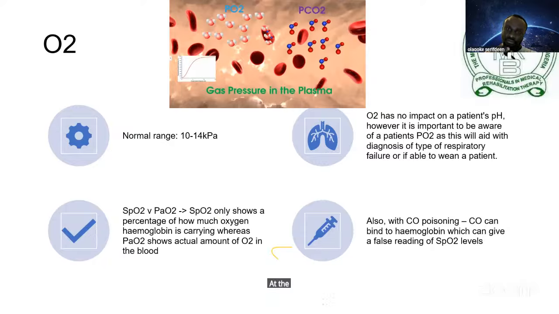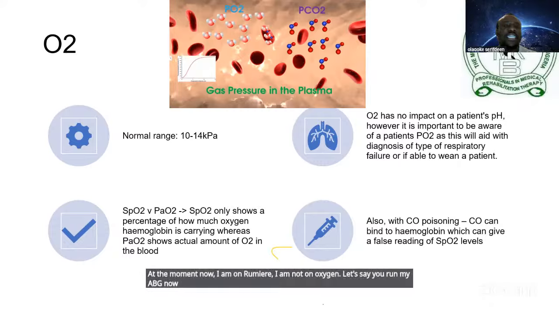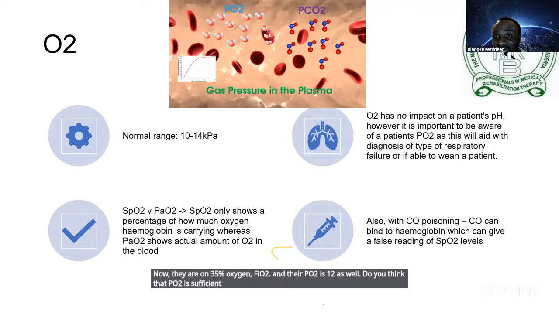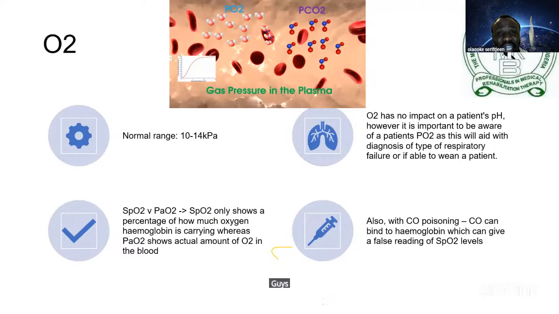At the moment, I am on room air. I am not on oxygen. Let's say you run my ABG and my PO2 is 12. And somebody on the ward is sick and being admitted. They are on 35% oxygen, FiO2, and their PO2 is 12 as well. Do you think that PO2 is sufficient for that patient? Can I get one response? Guys, what do we think?